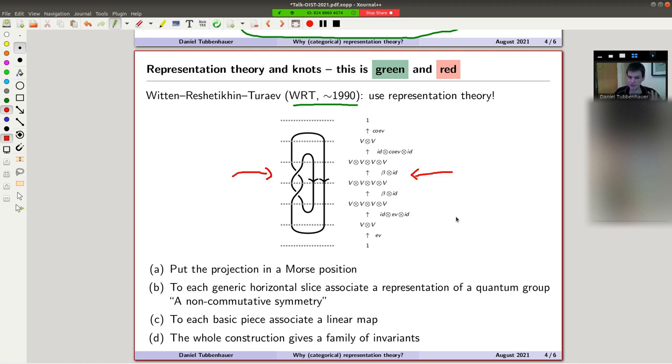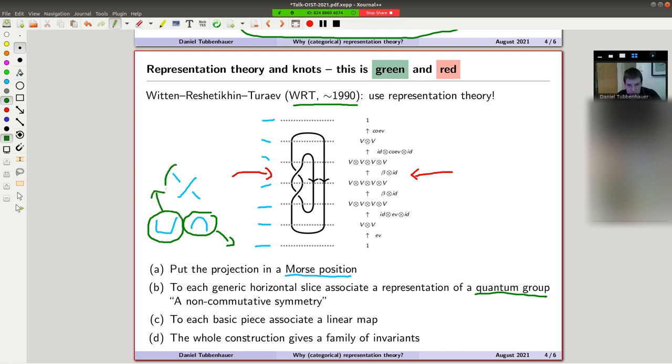You put your knot in a nice position. The formal word here is a Morse position. That just means all the local components look like this, this, or this. And for each horizontal slice, here are my horizontal slices, you associate a representation of a certain quantum group. That's a quantum version of a group. That's not exactly true, but let's just say for today it's a quantum version of a group. And to each basic piece you associate a certain map between those representations, so a matrix. I call this one here evaluation, and I call this one here coevaluation. Certain maps. And then you piece everything together and you get a map, a matrix basically, and you read off your numerical invariant corresponding to your knot.